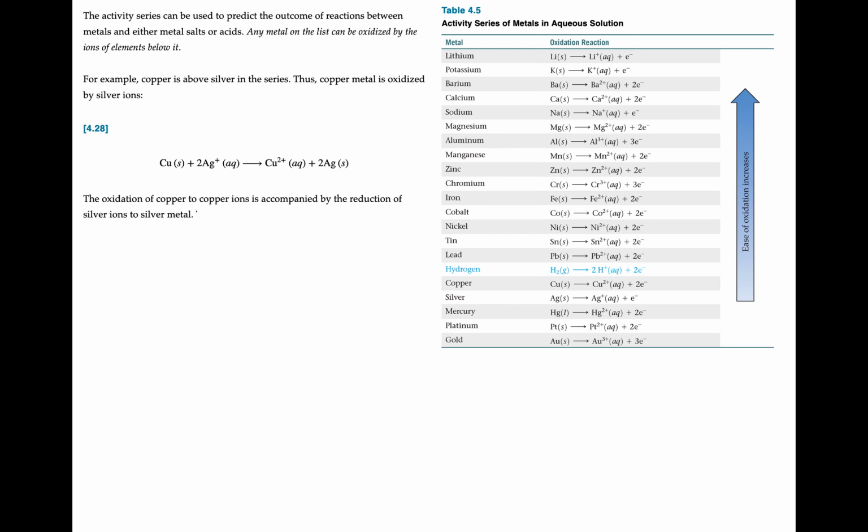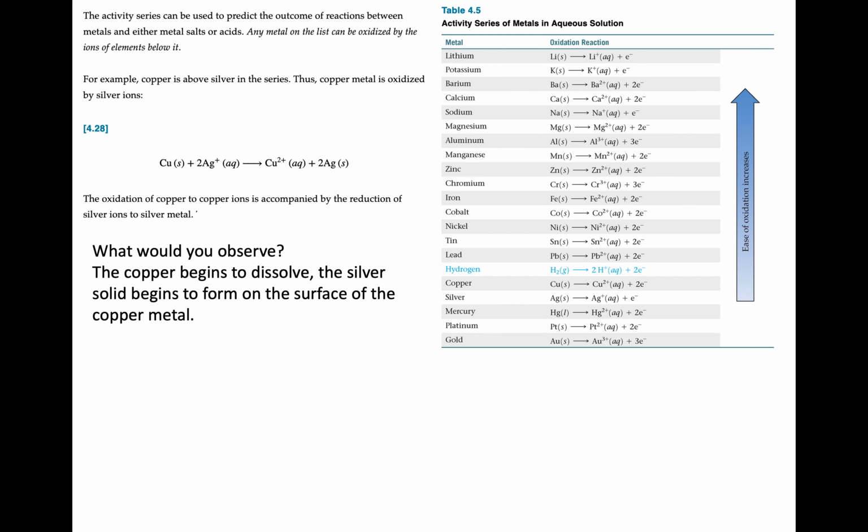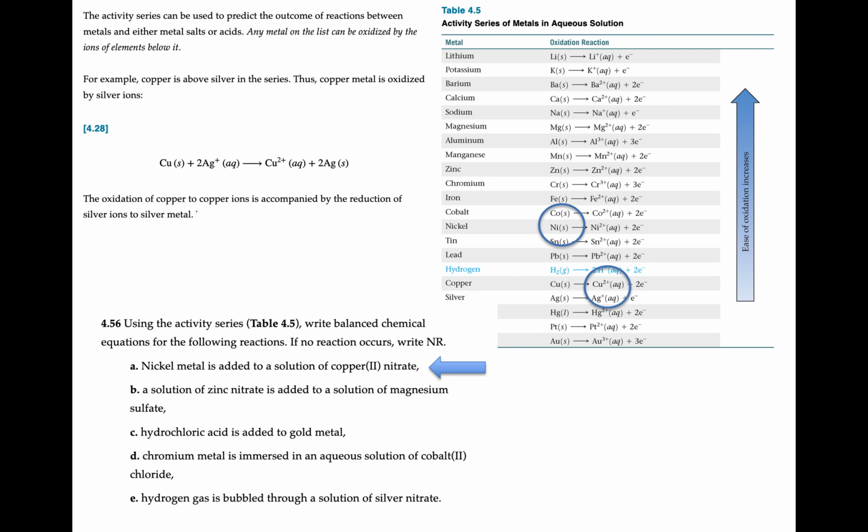Related to this was using the activity series. I share a description on the left-hand side from the textbook for how to use it. I'll add to that, well, what do you observe when you have an experiment like this? If you take a piece of copper metal and you put it in a solution that includes silver ions, what happens? Well, I'd say that the copper begins to dissolve and the silver solid begins to form on the surface of the copper metal. I'm trying to connect observations with the data that we have with the activity series, which will be provided.